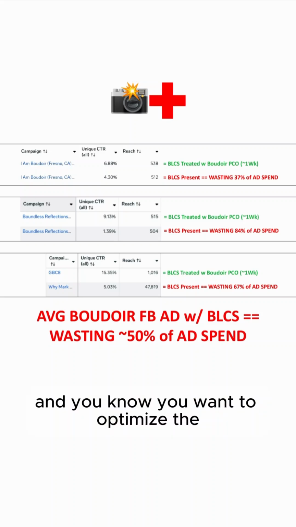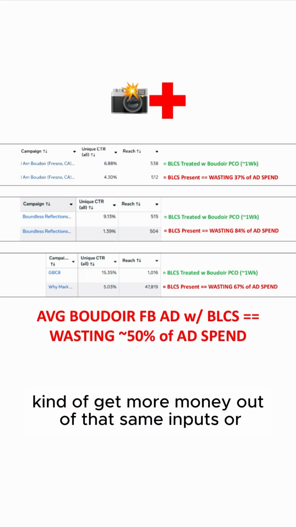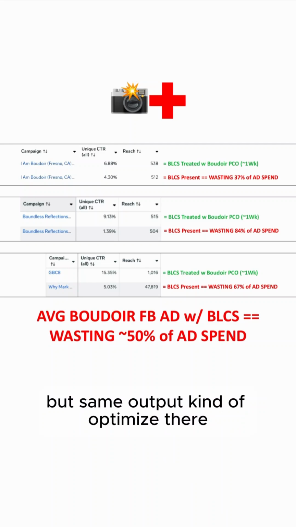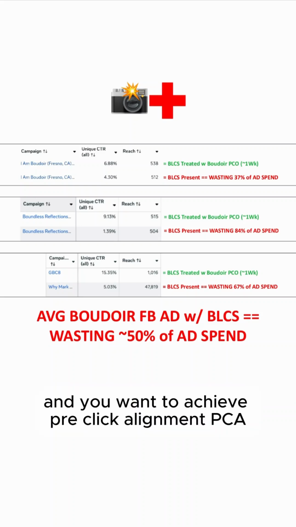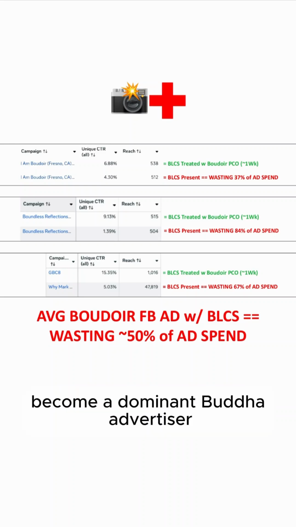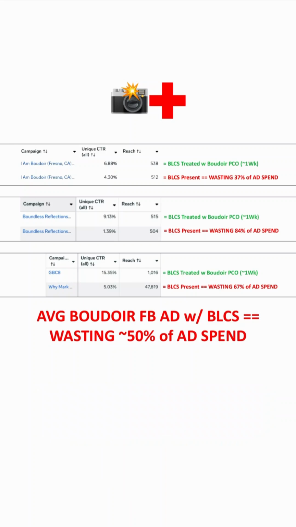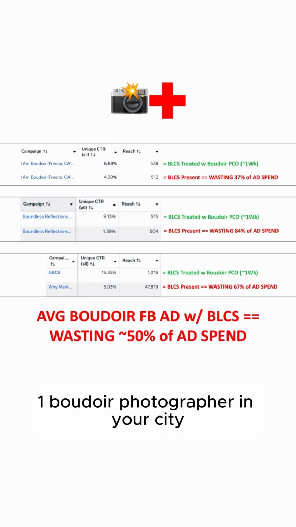And you want to optimize the Facebook ads part of your boudoir business, get more money out of the same inputs, or less inputs but the same output. And you want to achieve pre-click alignment, PCA, become a dominant boudoir advertiser, and have boudoir brain entry boost in your boudoir Facebook ads, because you need that on your way to becoming the number one boudoir photographer in your city.